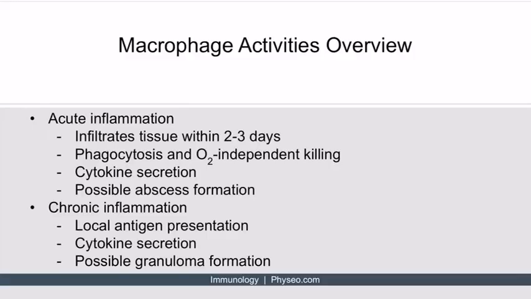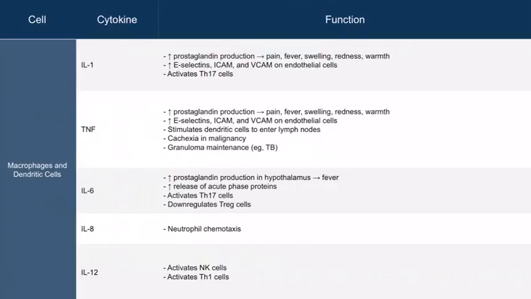Now, macrophages also secrete lots of cytokines during acute inflammation. This table lists the cytokines that macrophages and dendritic cells produce. In the acute inflammation lecture, Section 2, we discussed IL-1 and TNF briefly. And you can also call TNF TNF-alpha, but they're the same thing. But on this table, we have a more thorough list, which includes interleukin 6, interleukin 8, and interleukin 12.